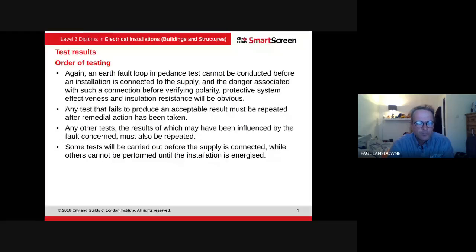Again, an earth fault loop impedance test cannot be conducted before the installation is connected to the supply, and the dangers associated with such a connection before verifying polarity, protective systems effectiveness, and insulation resistance will be obvious. So obviously, before we put anything live, we have to make sure we go through all the dead tests.